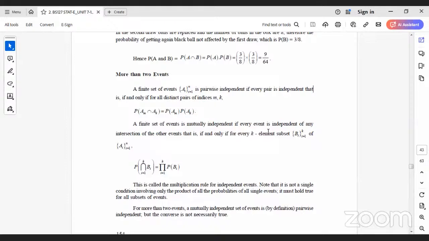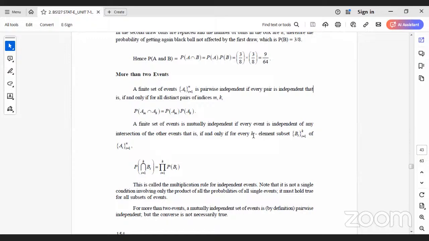If anyone has learned, please listen here. The finite events Ai are pairwise independent if every pair is independent, that is, if and only if for all distinct pairs m and k, P of Am intersection Ak is equal to P of Am into P of Ak. The finite set of events is mutually independent if every event is independent of any intersection of the other events, that is, if and only if for every k-element subset Bi of Ai, i equal to 1 to n, P of the intersection of Bi, i equal to 1 to k, is equal to the product of P of Bi.